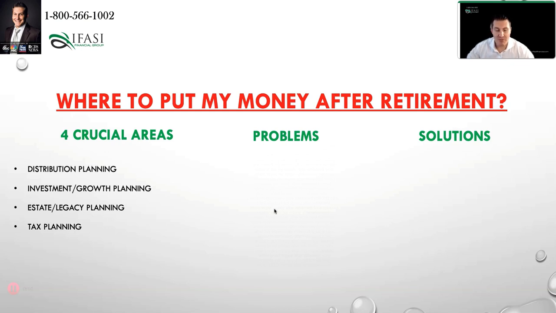So the purpose of this video is to go over four main areas that every individual should cover to make sure that they have an efficient and effective plan. What I mean by that is there are four crucial areas. One area is known as distribution planning. The other area is known as investment or growth planning. The third area is known as estate or legacy planning. And then the fourth area is known as tax planning.